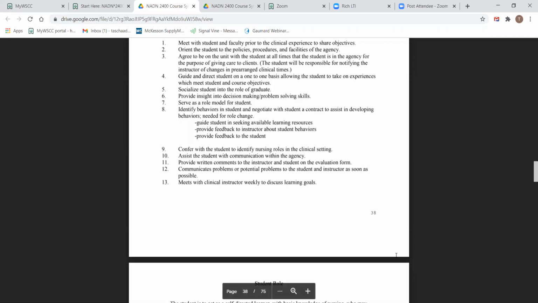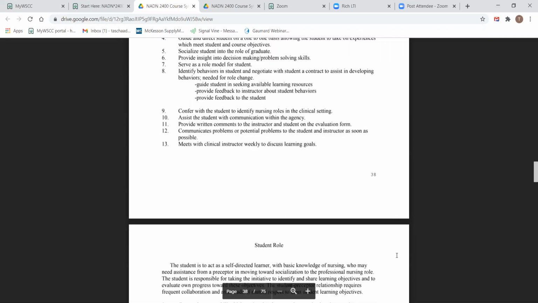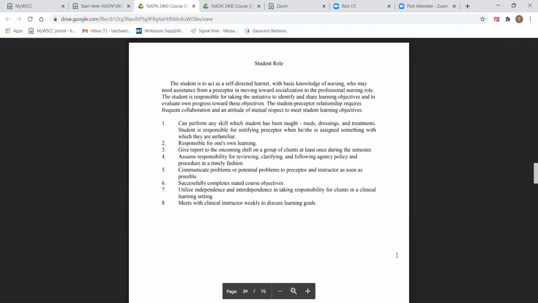Okay. The student's role: you need to be a self-directed learner. You need to have basic knowledge of nursing, who may need assistance, the professional nursing role. The student is responsible for taking the initiative to identify and share learning objectives and to evaluate your own progress toward these objectives. The student-preceptor relationship requires frequent collaboration and an attitude of mutual respect to meet student learning objectives.